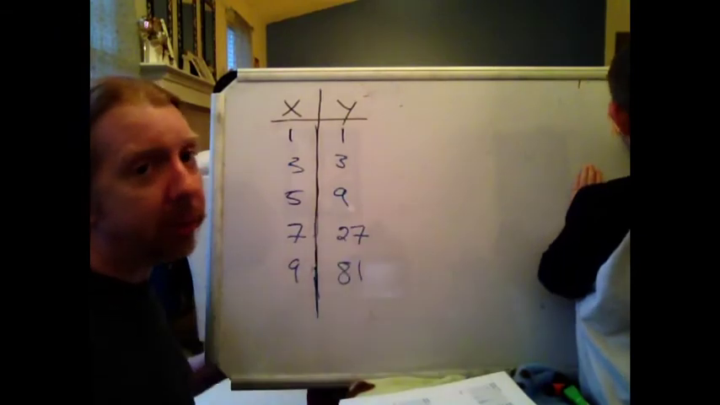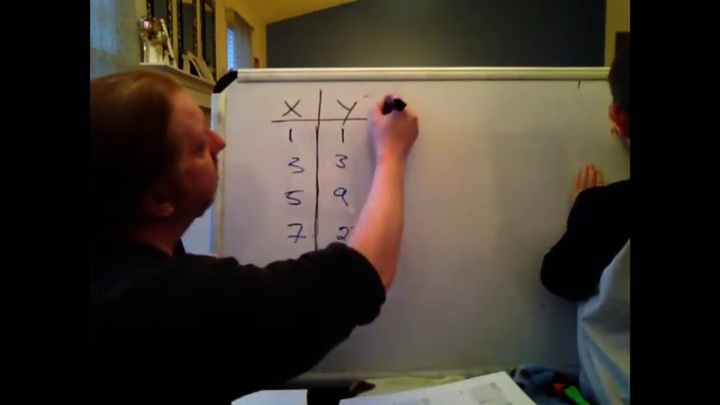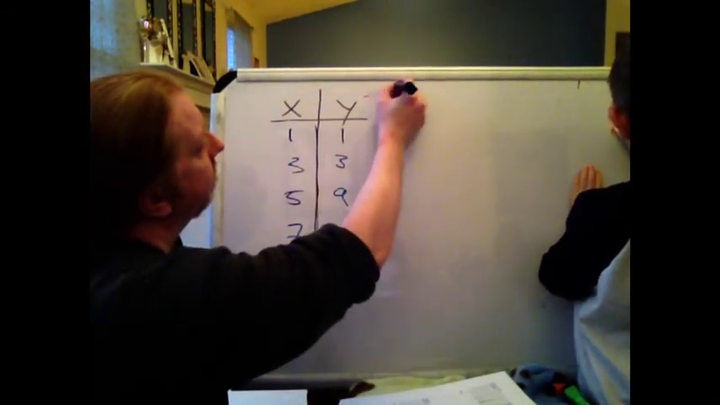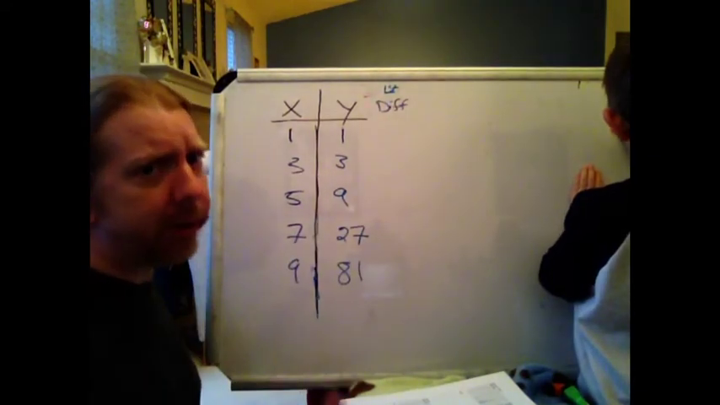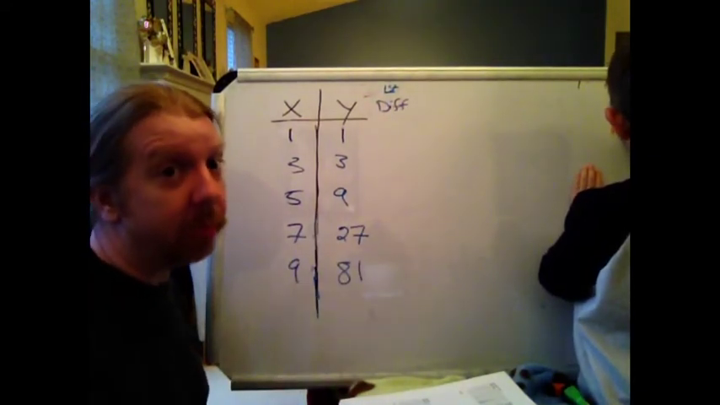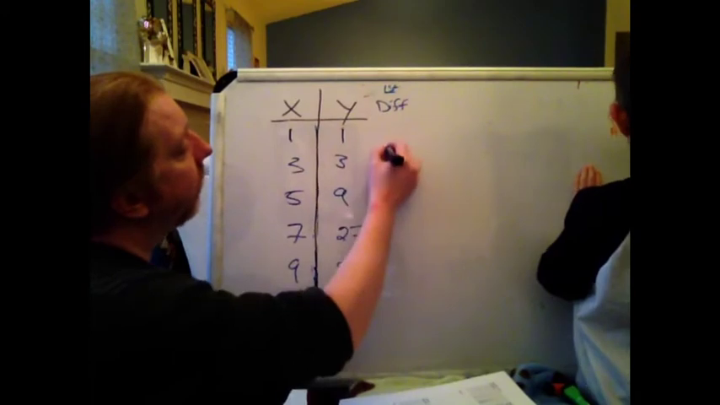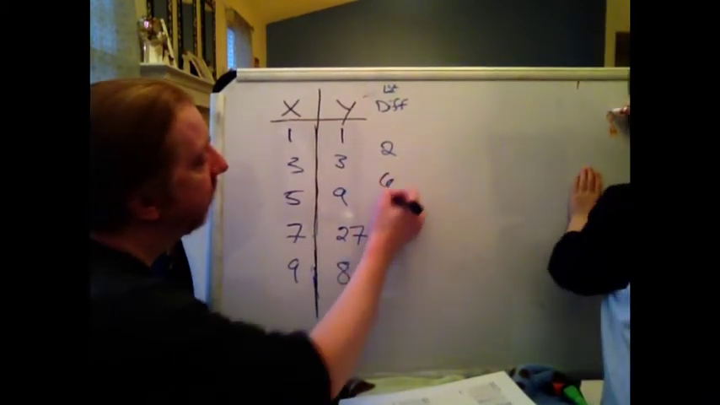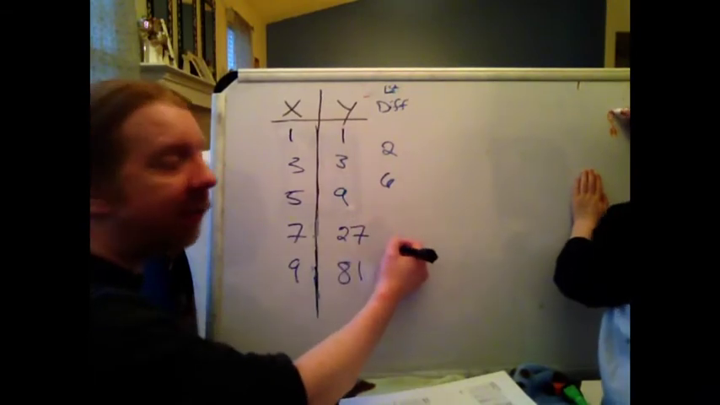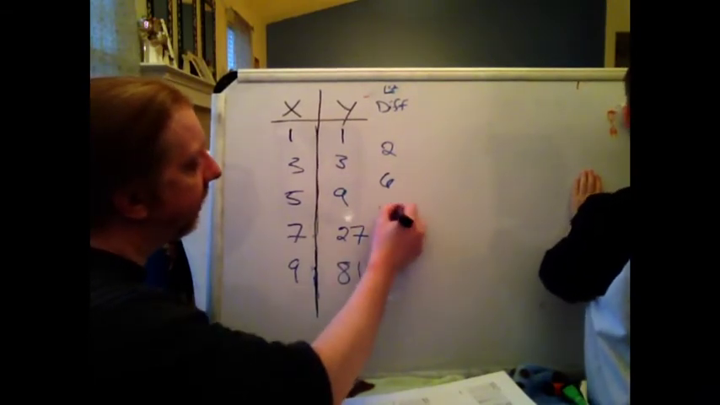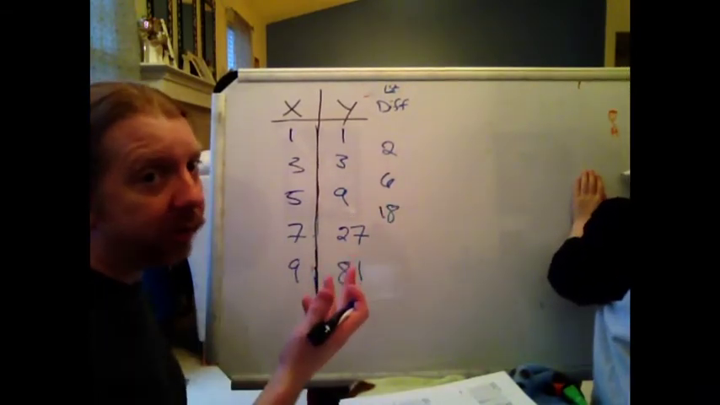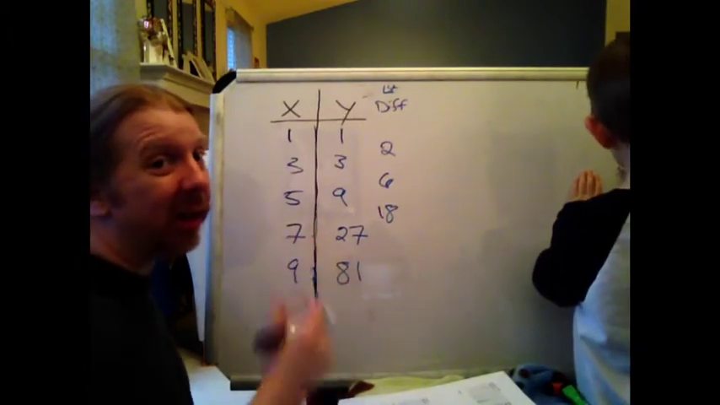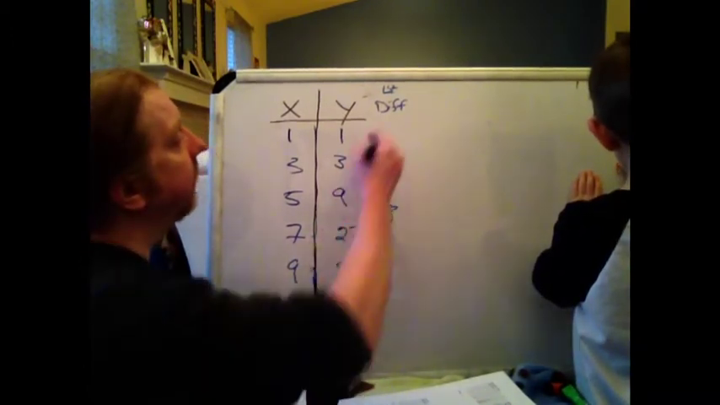So, first thing I'm going to do is check my first differences. And I can see pretty early on here, this isn't going to go very far before I give up. 3 take away 1 is 2. 9 take away 3 is 6. 27 take away 9 puts me at 18. Those aren't the same. So I clearly am not going to be using a linear relationship here.